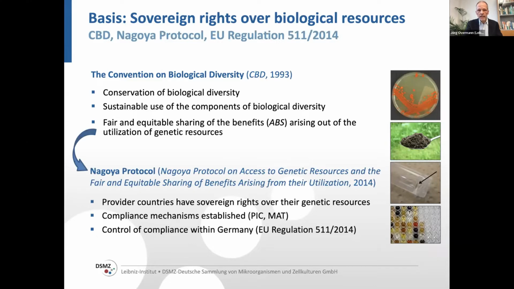For the latter point, there was an amendment to the CBD, the so-called Nagoya Protocol, and that entered into force in 2014. And this is important in our current discussion, stating that provider countries have sovereign rights over their genetic resources, of course, as was clear from the CBD already, but established compliance mechanisms. So how can you acquire the permission of a provider country to work with the genetic resources of that very country? And there is a control of compliance within Germany based on an EU regulation 511 from 2014 to make sure that this is actually observed by German scientists.